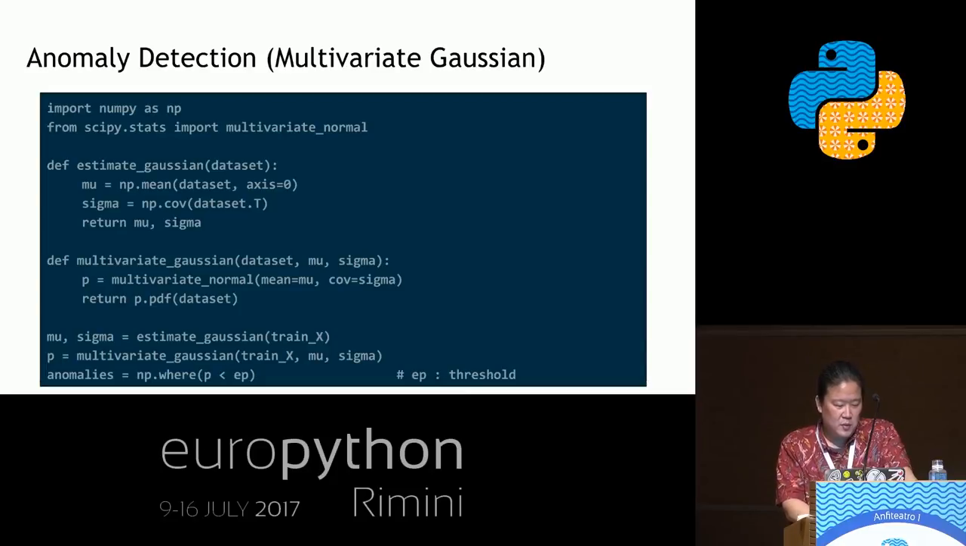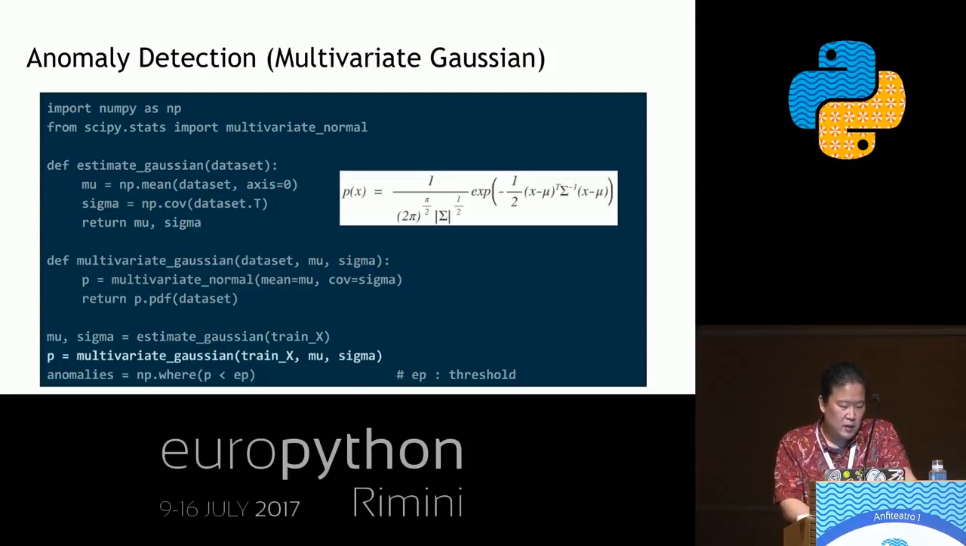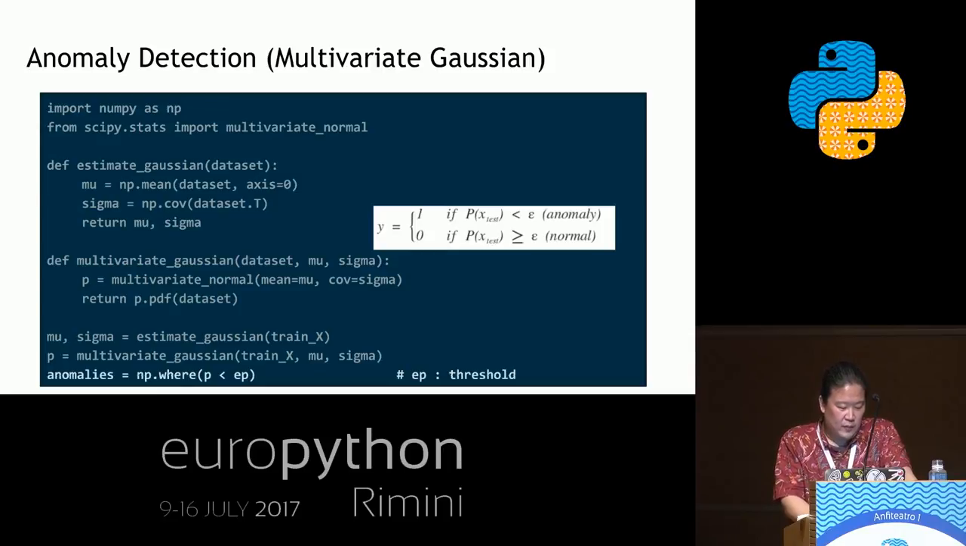Okay, the code is maybe more simple. So this is multivariate Gaussian distribution anomaly detection. You see, with the SciPy package, we can estimate the mean and the sigma, and then calculate the multivariate Gaussian probability density function, and then find the anomalies by conditioning with the threshold. Finding the threshold is another level, so it's not covered in this talk.